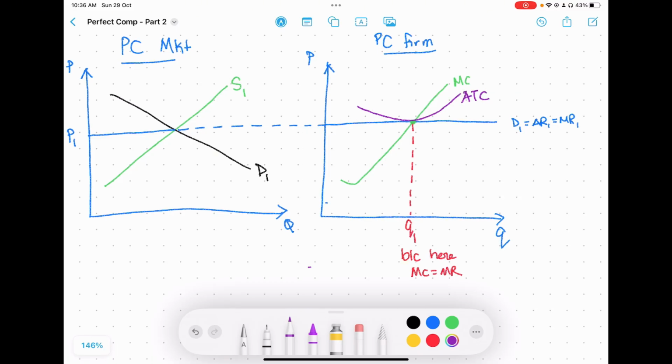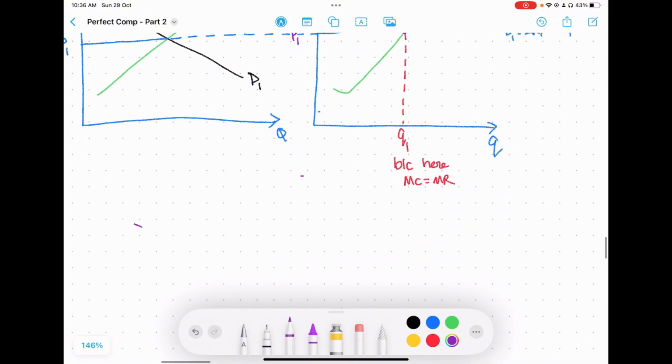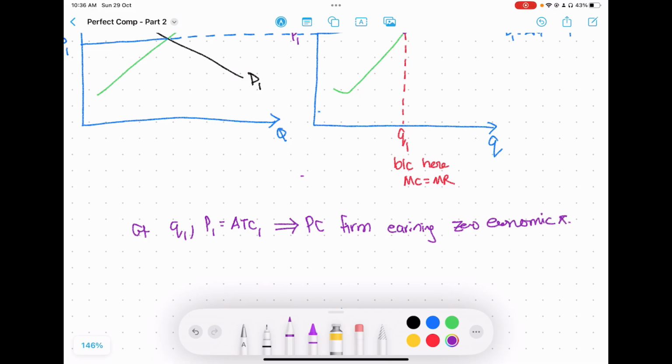So now, essentially what you're seeing is that this is P1. At this particular quantity, at Q1, P1 equals ATC1, right? Which means that the PC firm is earning zero economic profit. So essentially, profit equals zero here.